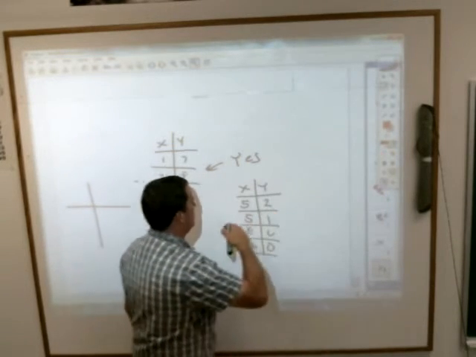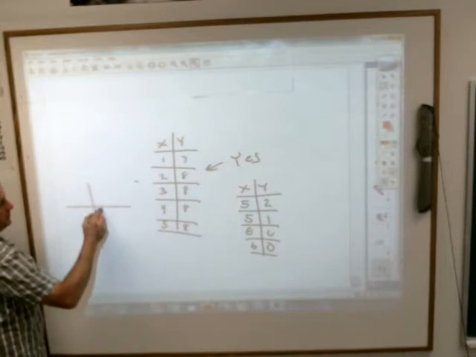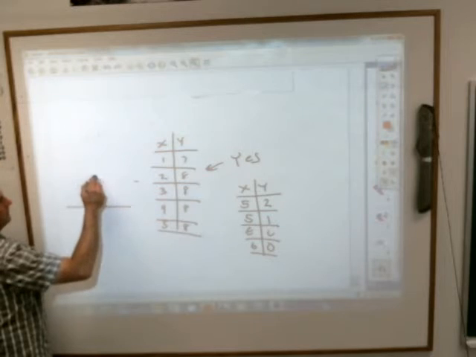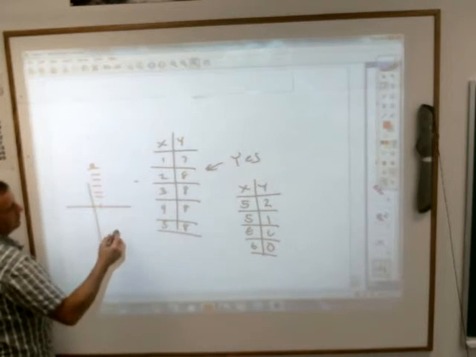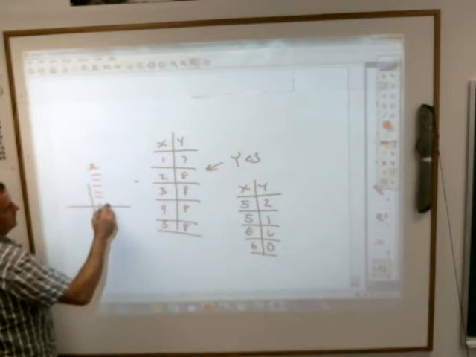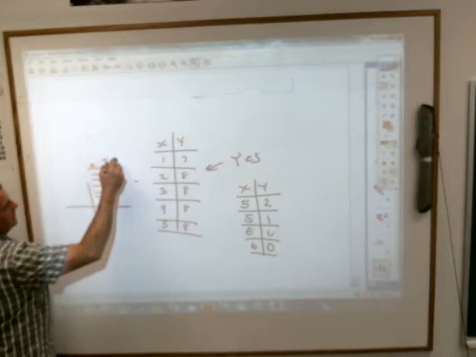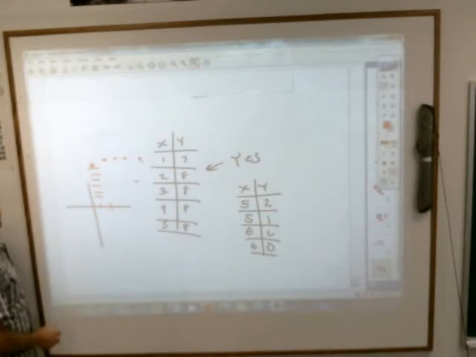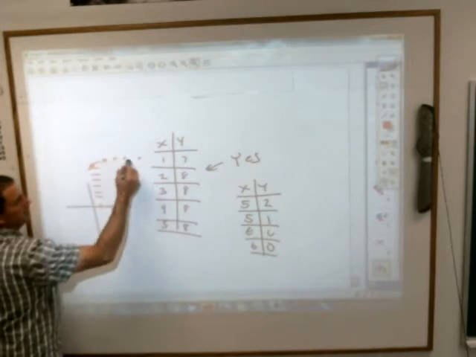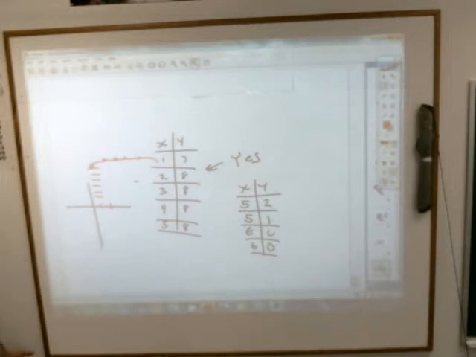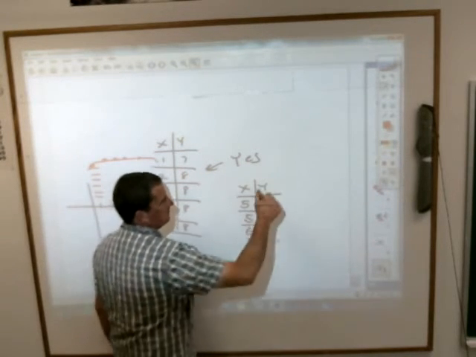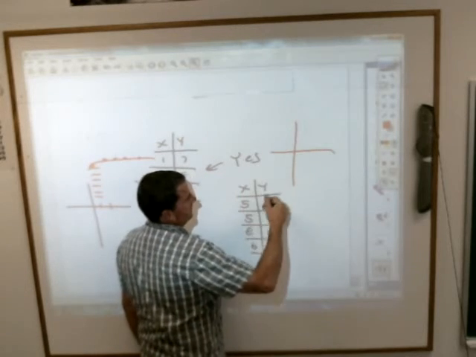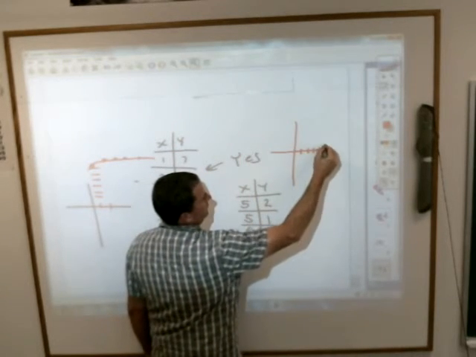If I graph these points, 1, 7 would be here. 1, 2, 3, 4, 5, 6, 7. 2, 8 is right about here. 3, 8 is right about here. 4, 8 is right about here. 5, 8 is right about here. If you graph that, what would it look like? Using the vertical line test, would the vertical line cross more than one place? No, never.